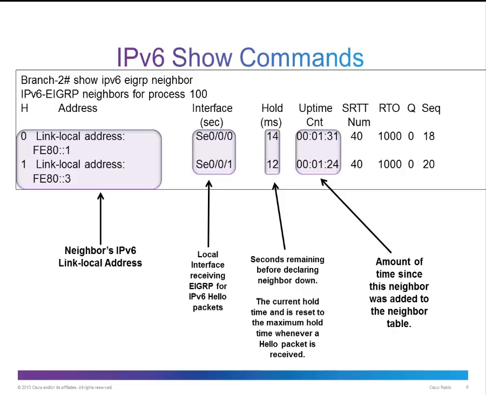This is the show IPv6 EIGRP neighbor command. As you notice, the link local address is used to identify neighboring IPv6 EIGRP routers.